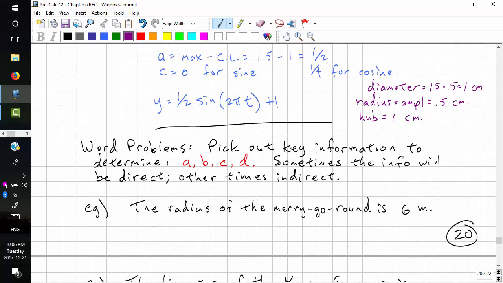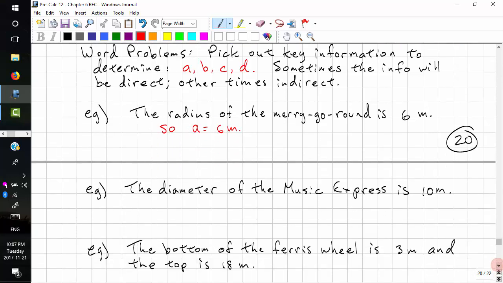So for word problems, pick out the key information, determine A, B, C, D. Sometimes the info will be direct, other times it will be indirect. So the radius of a merry-go-round is 6 meters. This implies A equals 6 meters. The diameter of the Music Express is 10 meters. So A equals 10 meters divided by 2. So it's 5 meters.